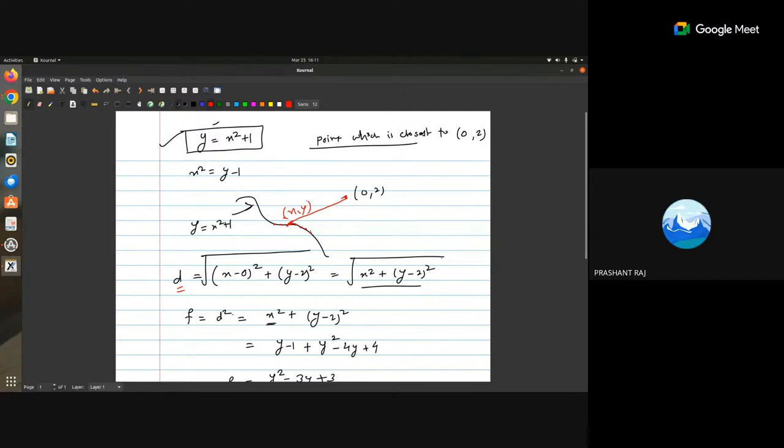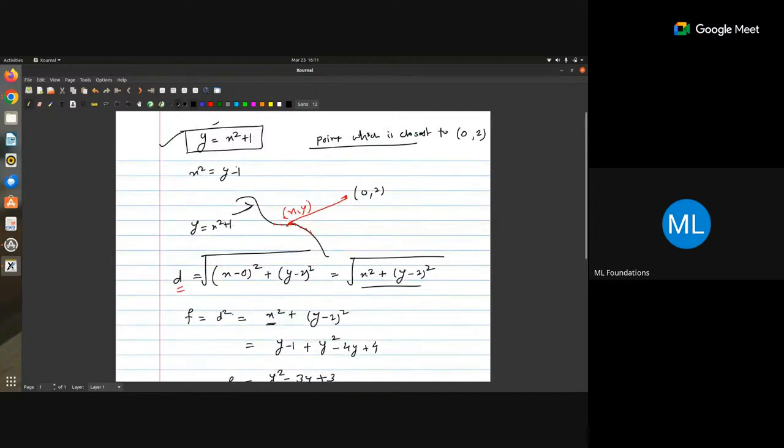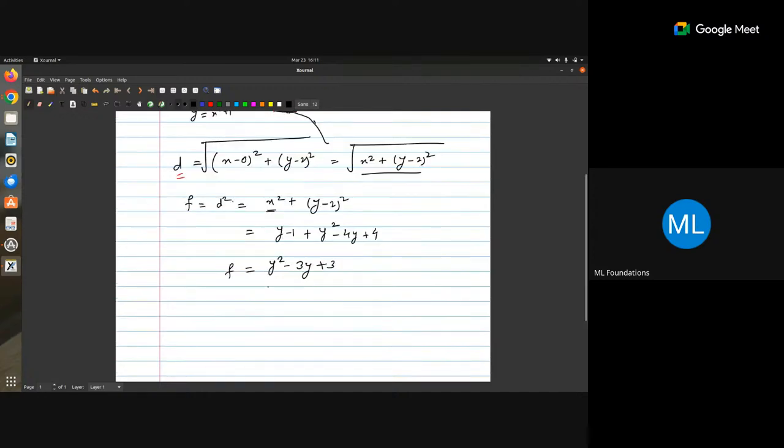Yes. But to make the calculations easier, I have taken the square of this square root. So this will become x square plus (y minus 2) whole square, right? But this function is in two variables. So what I have done here is plug in the value of x square into this function to make it a single variable. We can do that, right? Because this point (x, y) is on this curve, so it will satisfy the equation of this curve. Now this function will become y square minus 3y plus 3, and I need to minimize this distance.